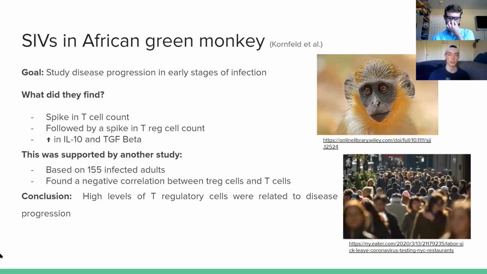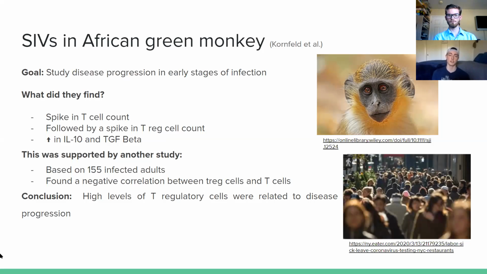So the last study we looked at was done by Cornfield and her team, and they were studying SIV in African green monkeys, and specifically the early stages of infection. They found that within the first 24 hours, there's a sharp spike in T cell count. This was followed, around the 48-hour mark, by a spike in the T regulatory cell count, which was immediately followed by an increase in IL-10 and TGF beta counts. And like we talked about before, IL-10 and TGF beta are both immunosuppressants. So basically, the T cell count went up, the T regulatory cell count went up, and they released all this IL-10 and TGF beta, which caused the T cell count to go down.